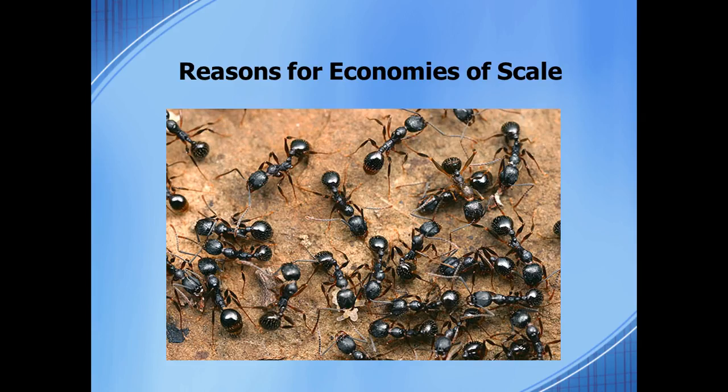If we consider the reasons for the economies of scale, we've got this lovely picture here of ants. Now ants are really specialised creatures. They live in colonies. Where they're specialised is they all tend to have one job to do each in the colony. They don't do lots of jobs. Each ant has one specific job.